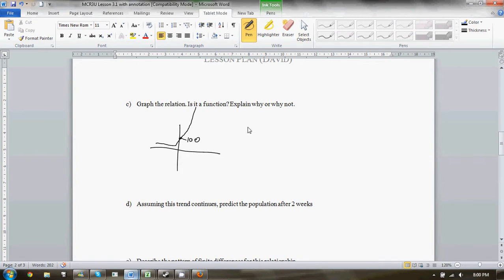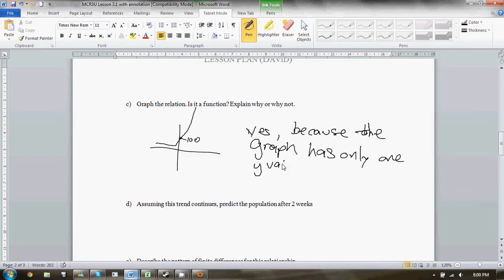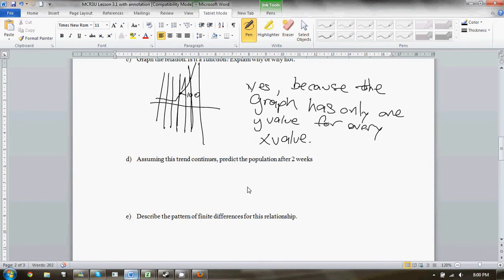So is it a function? Yes, because the graph has only one y value for every x value. Another way to think of it is the vertical line test. You can only pass through the vertical line once, no matter where you go.